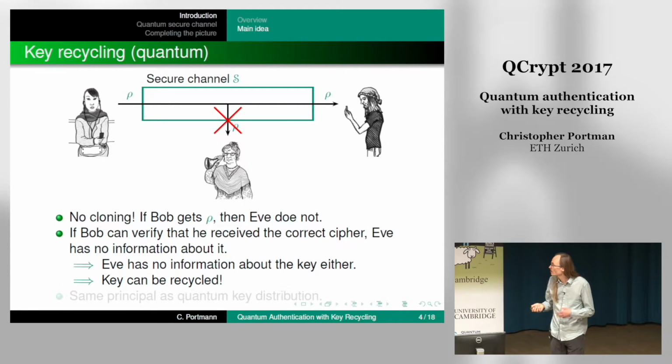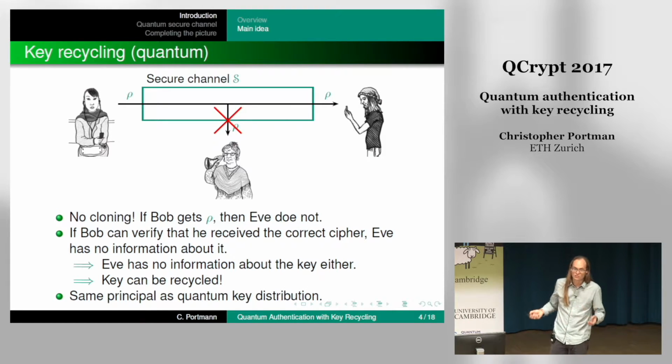Right, so the idea behind the key recycling, the reason why we have some kind of advantage in the quantum case is basically this. If Bob can verify, now he has to verify he received the correct cipher, which is not the same as verifying he received the correct message. If he can verify he received the correct cipher, then Eve has no information about it, so she has no information about the key, so the key can be recycled. So it's roughly the same principle as QKD, so it's not really a surprise that this actually works.